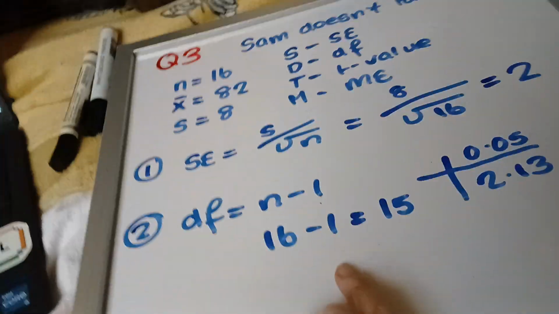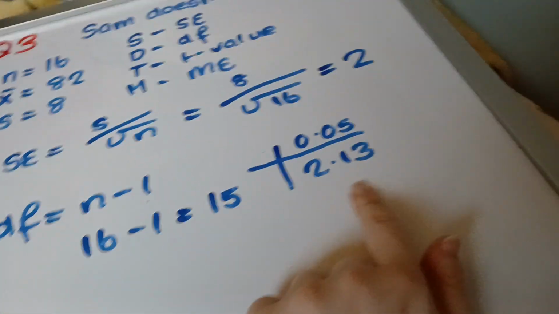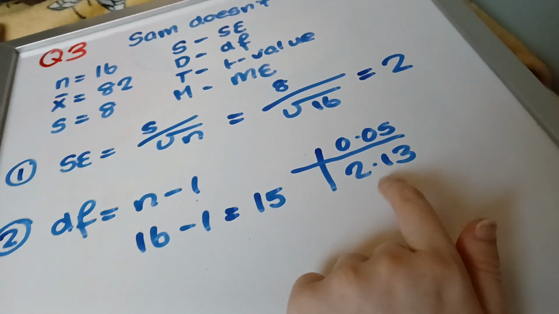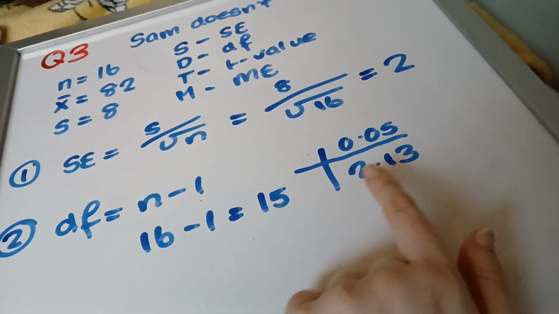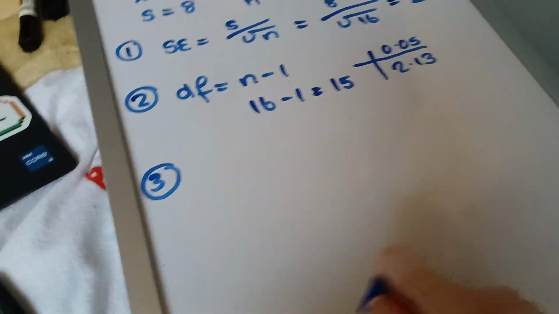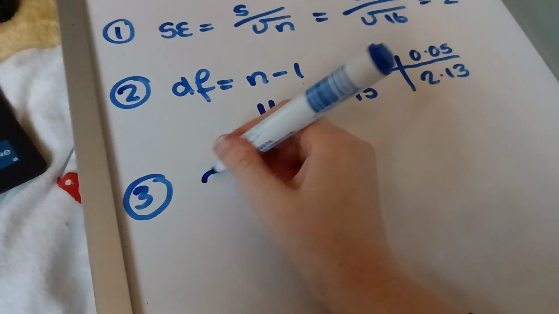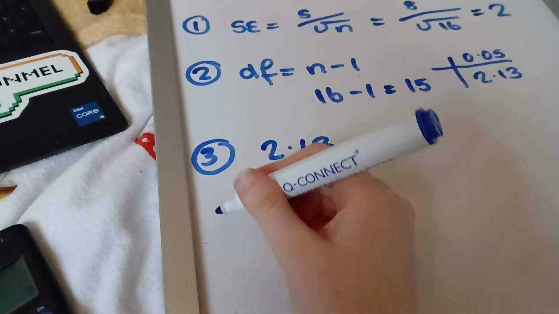So I've just written it down here. So you go to your graph, you find 15 because that's the degrees of freedom, and then you find 0.05 because you're left over with 5% in the 95% confidence interval, and then you're left with 2.13. So that's step 3, just to find the t-value, which we now know is 2.13. Our last step then is the margin of error.